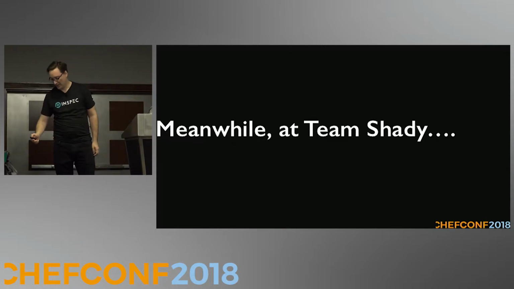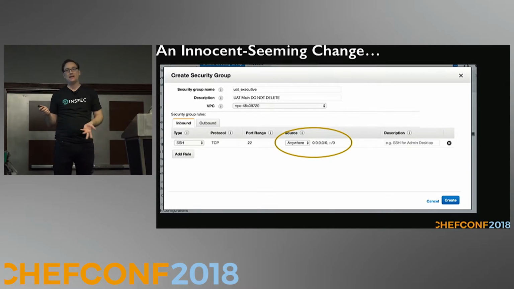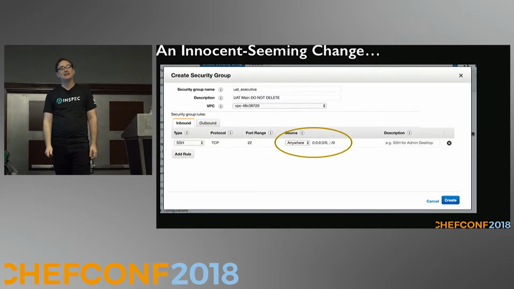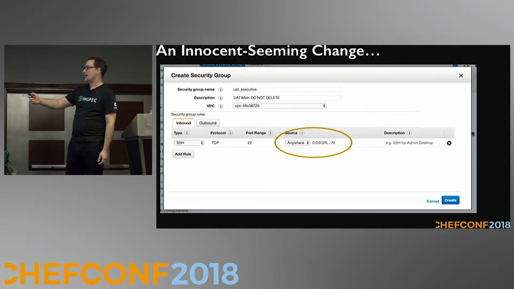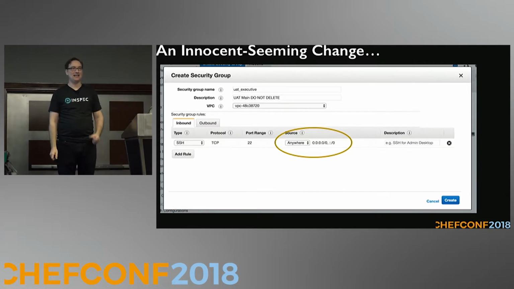However, meanwhile, let's say somebody goes into the console and makes, say, a security group that opens up port 22 to the whole wide world. And let's say that this person doesn't want this to be deleted, so they use a little bit of social engineering and give it a name that will make other people pause. Like say, I don't know, UAT executive, and do not delete in the description, that sort of thing. That way if you saw it, you'd be like, somebody might be depending on this, and I will get in a lot of trouble if I destroy it.